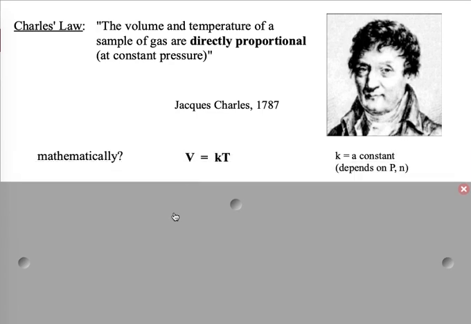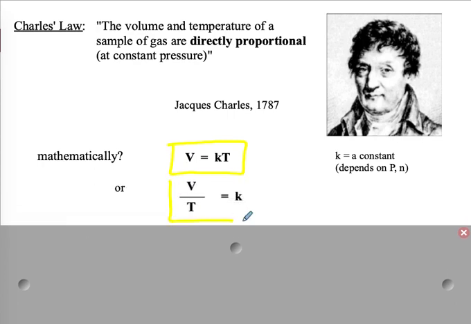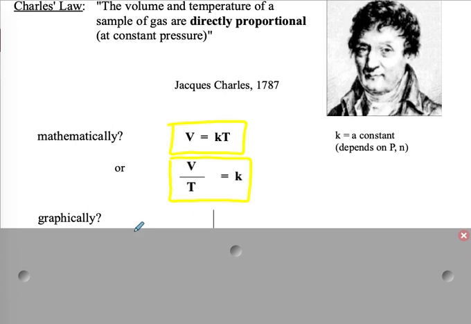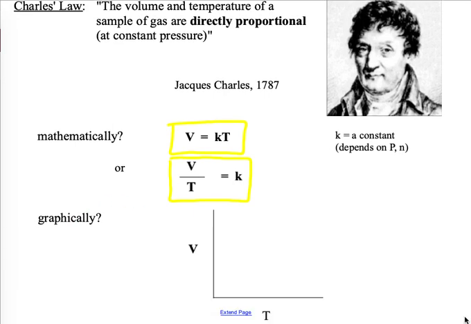Mathematically, that looks like volume equals a constant times temperature, where K is a constant that depends upon the pressure and the number of moles of gas. Or alternatively, we can say that the ratio of volume to temperature equals a constant. What does that look like graphically? Well, we also learned earlier in the year that if two variables are directly proportional to each other, then if we were to graph volume as a function of temperature, as temperature increases, the volume should increase in a linear fashion and go through the origin.